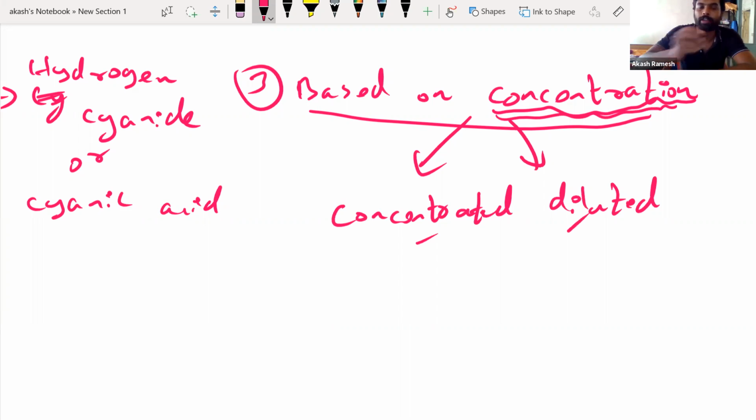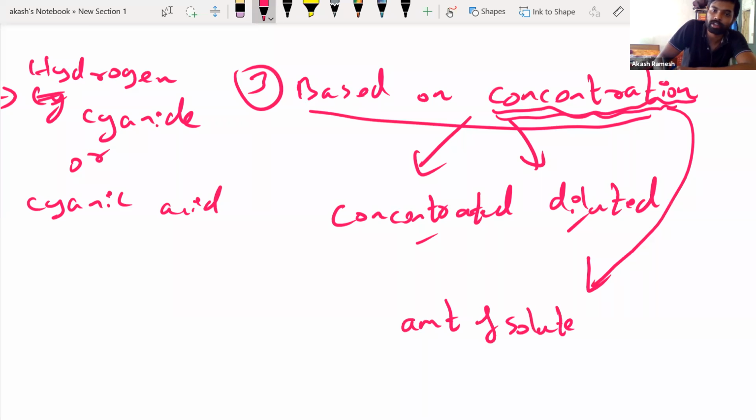We all know the term solution. In a solution, there are two components. What are the two components of a solution? Solute and solvent. Absolutely. I have something called a solute and something called a solvent. Now when I say concentration, I am talking about the amount of solute present.